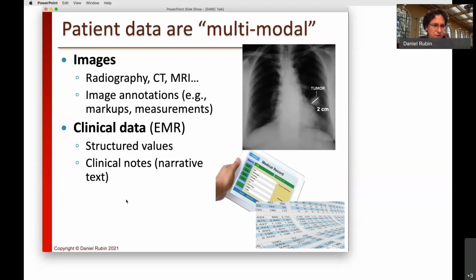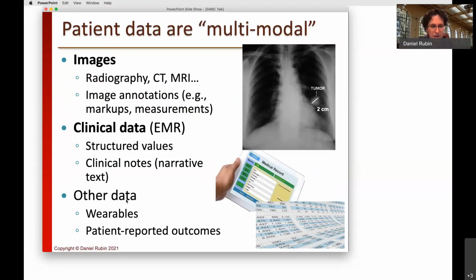And the EMR data, there are subtypes of that. There are structured values, like laboratory values, which are structured, vital signs, demographics, genetic information. And then the clinical notes, which are narrative text, which are unstructured data, just like the image data are unstructured, which brings up its own challenges in terms of how do you integrate that. And in addition to that, there may be other data that's not in the EMR that one might want to integrate to generate a robust model.